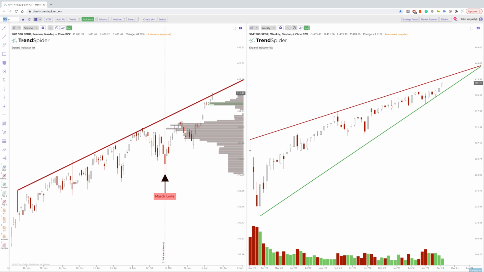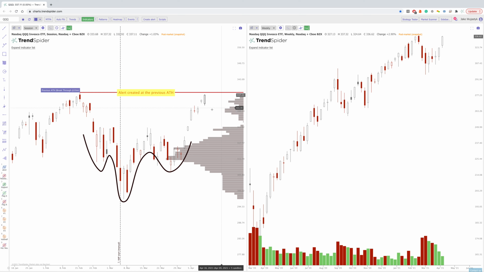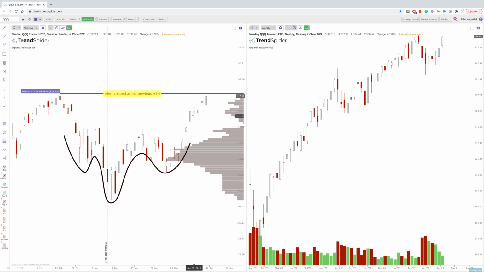So that is a great way to get ready for the week ahead if you did want to create alerts on these lines. Now, going into the Qs, we can see here that we did have quite a move up as well. However, we did not break these previous all-time highs. So I set an alert here going into next week. If we did break through this area, that would be a pretty crucial area to break through.